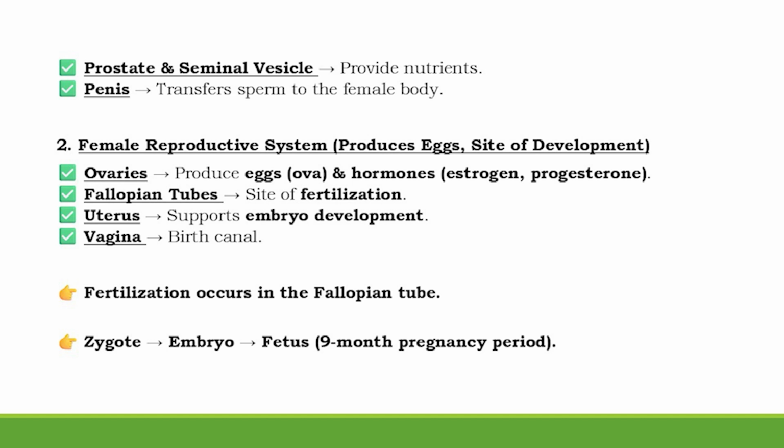2. Female reproductive system produces eggs, site of development. Ovaries produce eggs, ova, and hormones, estrogen, progesterone. Fallopian tubes, site of fertilization. Uterus supports embryo development. Vagina, birth canal. Fertilization occurs in the fallopian tube. Zygote, embryo, fetus, 9-month pregnancy period.